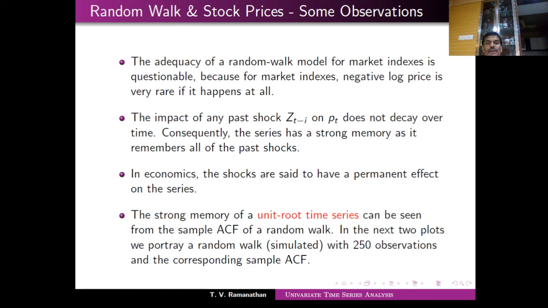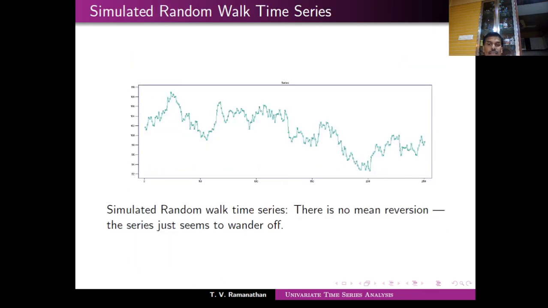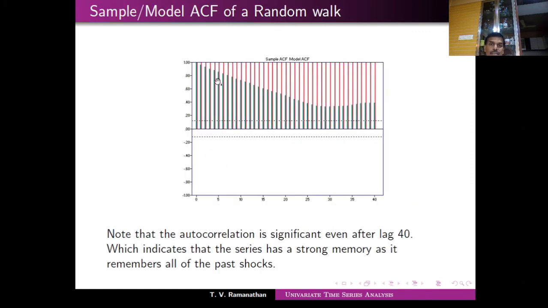The strong memory of a unit root time series can be seen from the ACF of a random walk. I have generated about 200 observations of a random walk, and you see the ACF of that. This red color is the model ACF, that means the theoretical ACF. You can see all of them are one, whereas this green color is the sample ACF. You can see that all of them are significant, even up to lag 40. You can't say that they are zero. They are not coming down to zero.